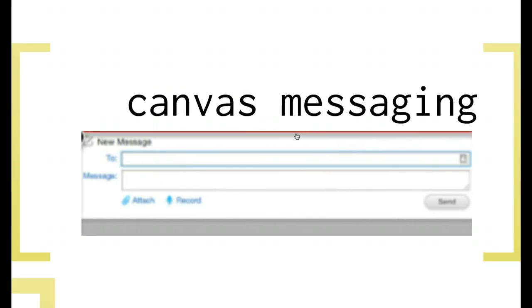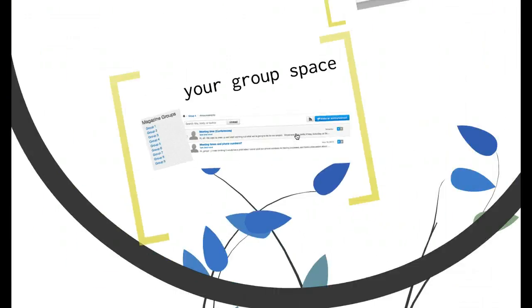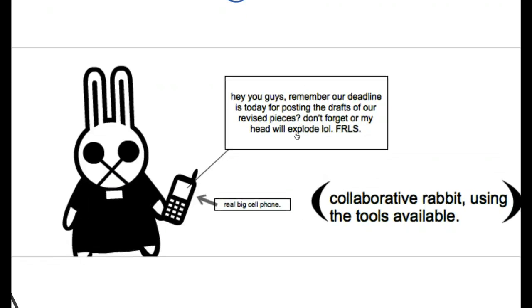Canvas messaging is another tool that you can use, obviously. And you can also use group spaces in Canvas if your instructor has set one up for you. In your group space, you can share files, have asynchronous, i.e. not in the same time and place, discussions and conversations. You can post announcements and in general use that space to urge each other on to success in your collaborative project. You can of course also just use your average run-of-the-mill texting, emailing, and phone calling to collaborate.